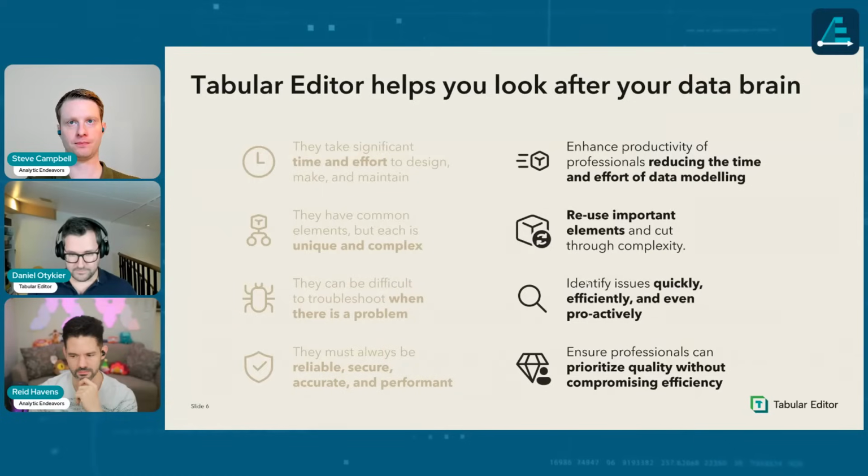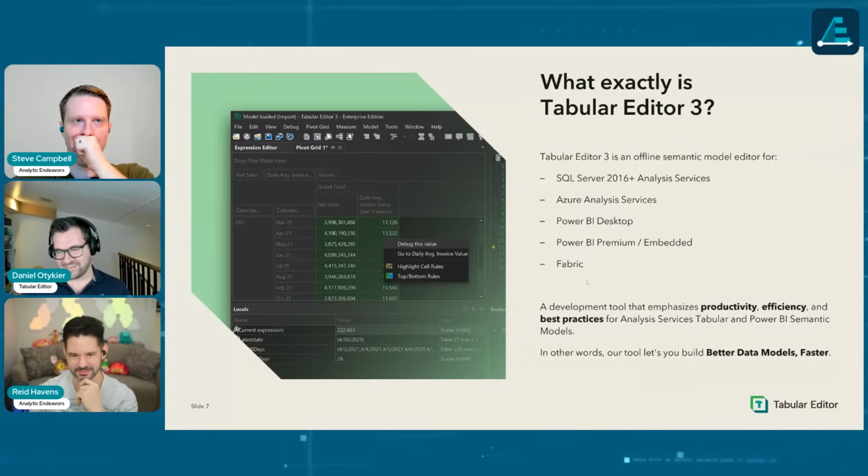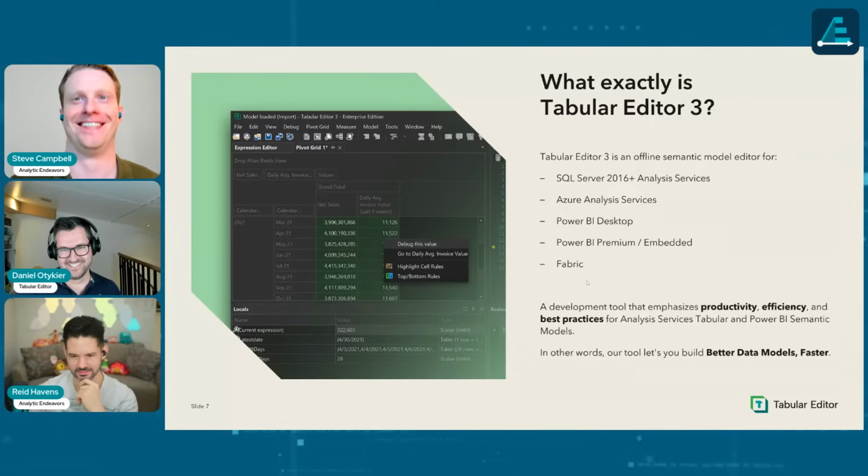So all in all, as part of this rebranding that I talked about, we also came up with a new tagline, which is basically that we want to let you build better data models faster. And I know they are called semantic models, but better data models just rolls better off the tongue than better semantic models. But again, that's marketing. Agreed.